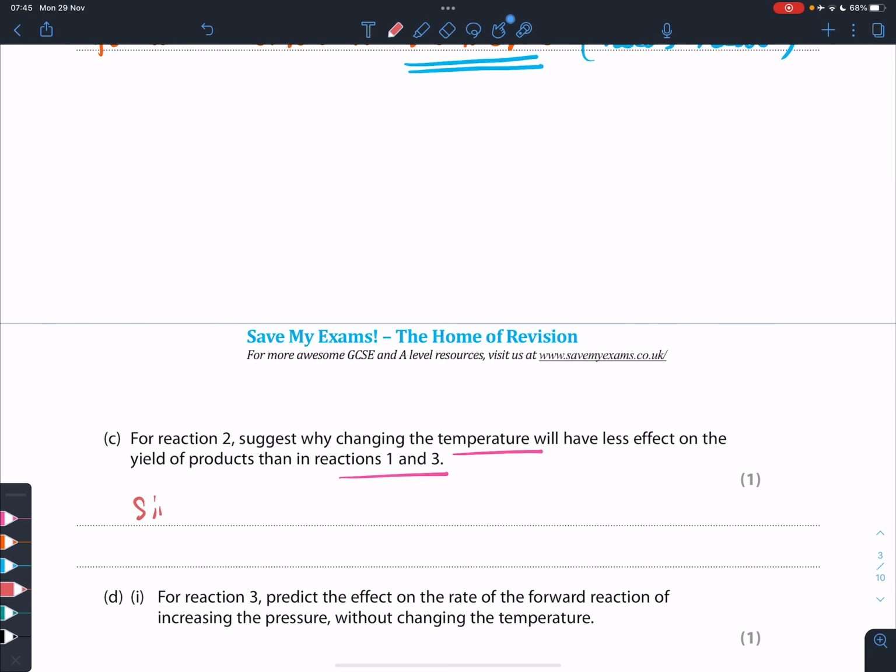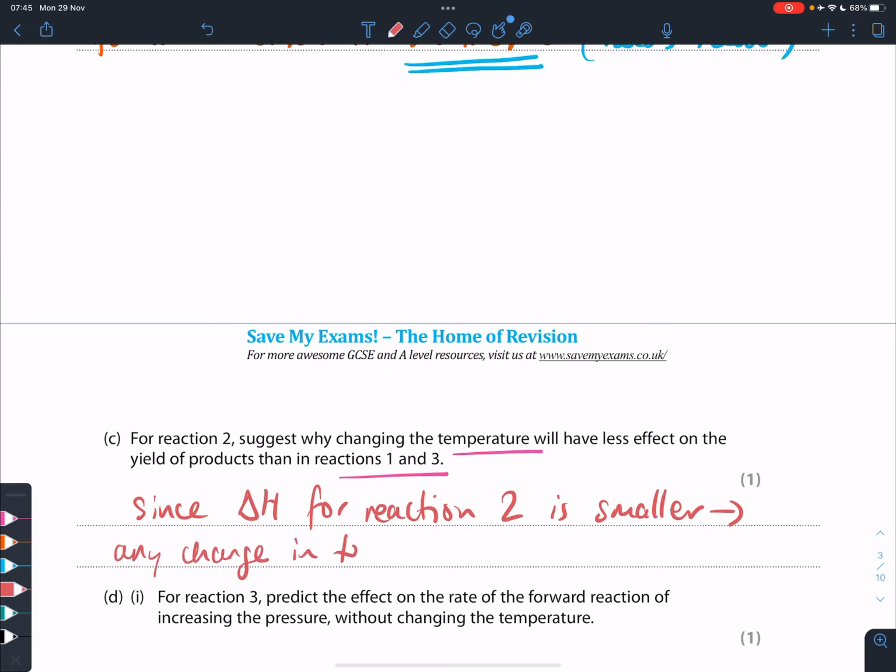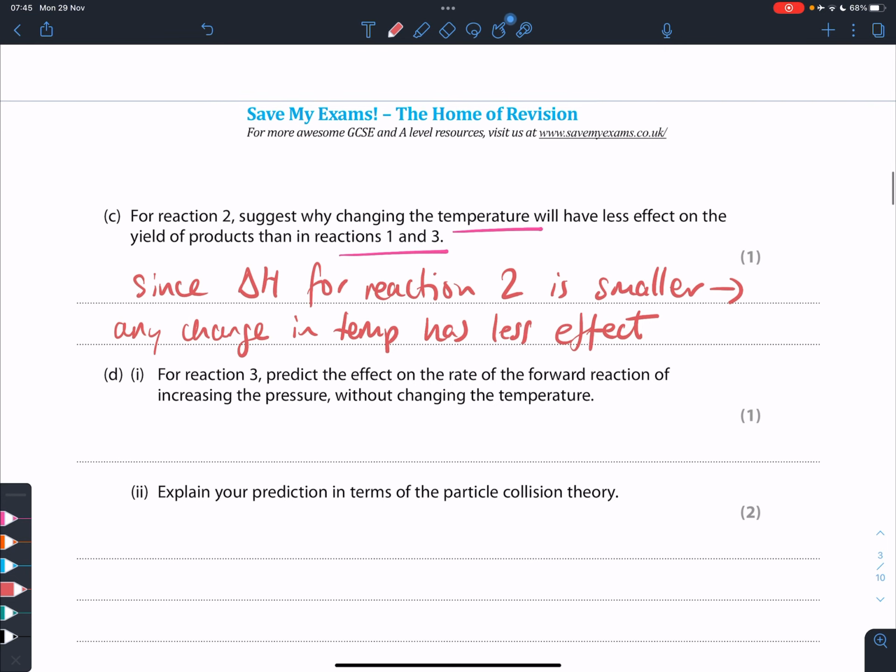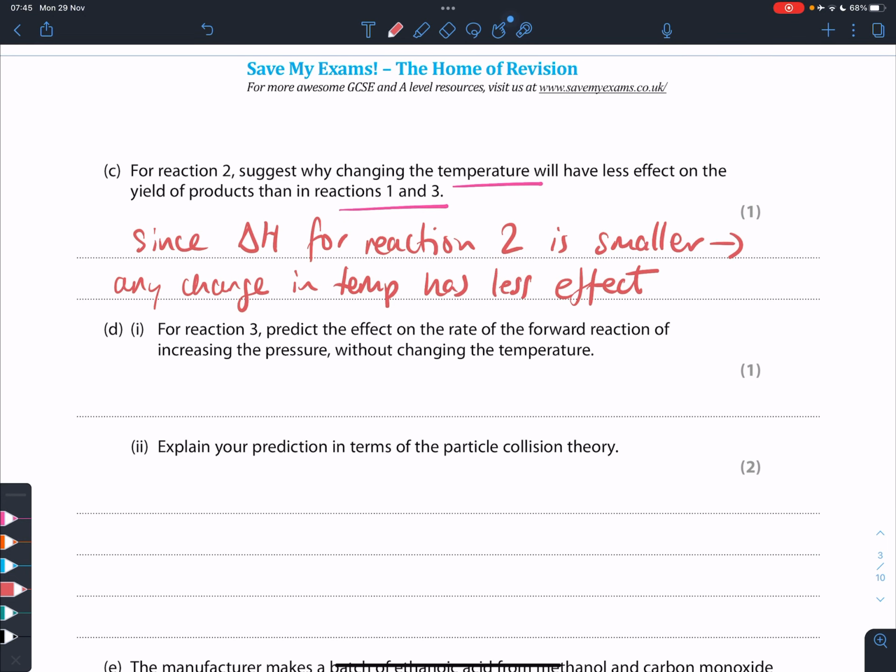So since delta H for reaction 2 is smaller, any change in temperature has less effect.